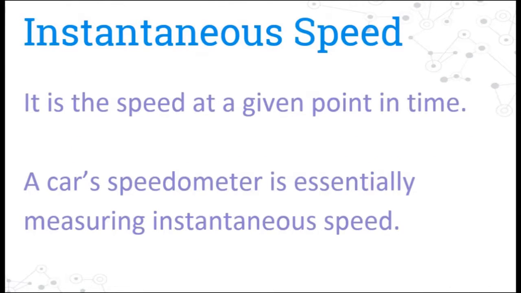Alright, so instantaneous speed, by definition, is the speed that we measure at any given point in time. So if you think about a car's speedometer, it's essentially measuring instantaneous speed, because each little click of the cable or the digital dial or whatever sensor they're using is measuring the amount of time it takes to travel that amount of distance.